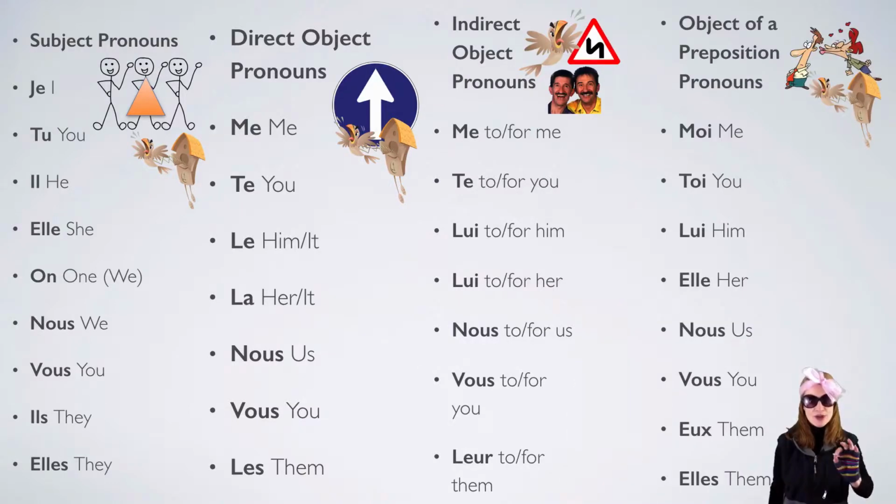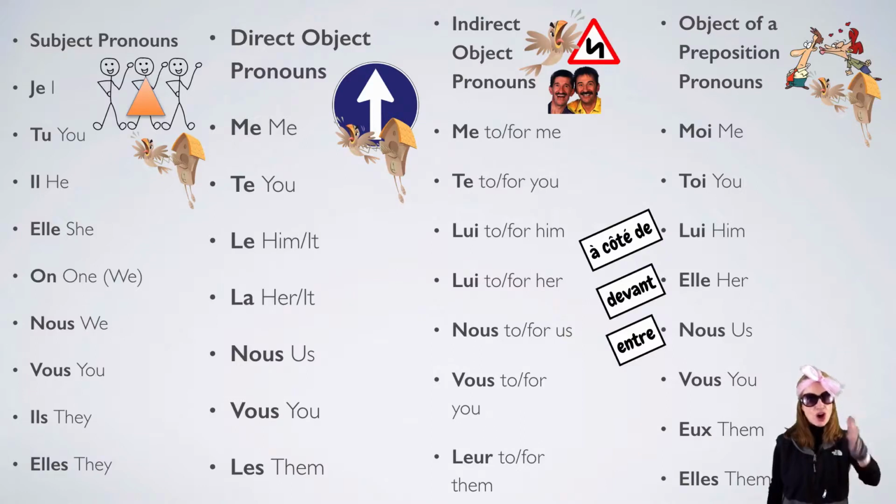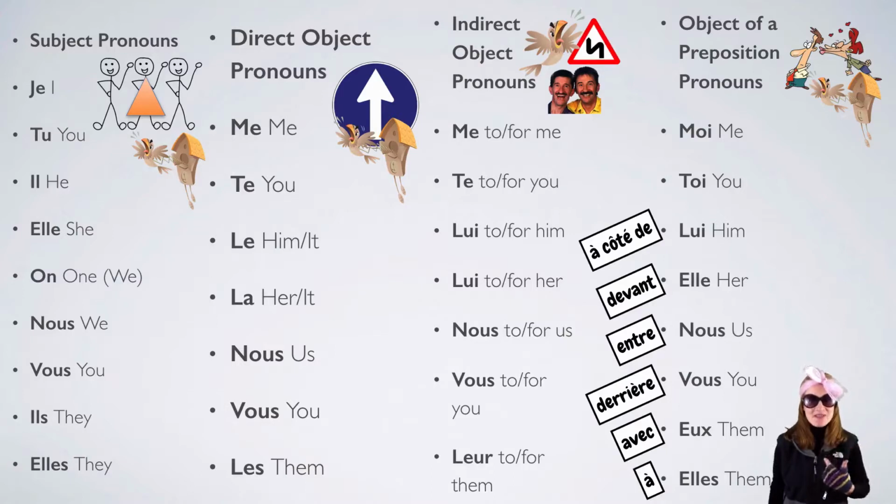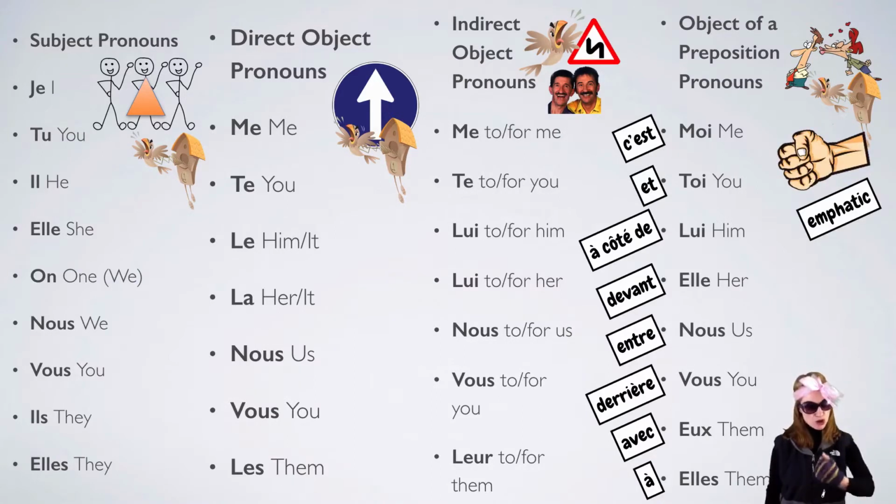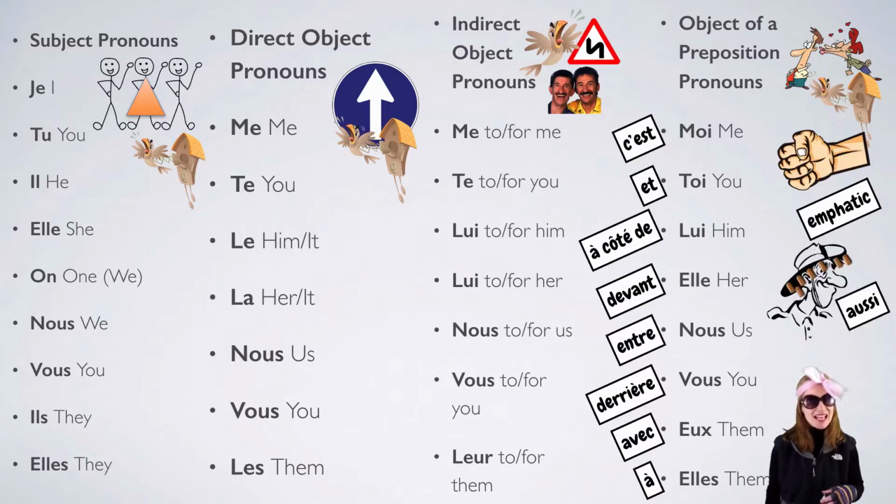Object of a preposition pronouns come after prepositions that show relationship between two nouns. Moi, toi, lui, elle, nous, vous, eux, and elles. Like à côté de lui, shows you the position, preposition, à côté de lui, devant elle, entre nous, derrière vous, avec eux, à elles. They're also used after the words it is or it's, c'est moi, and the word and, et toi. For more emphasis, moi je, or tu aimes les moules frites, toi? And with aussi, moi aussi, toi aussi, elle aussi, lui aussi.